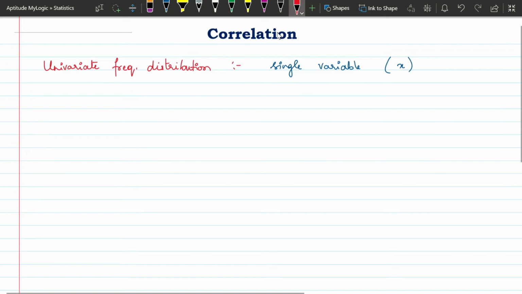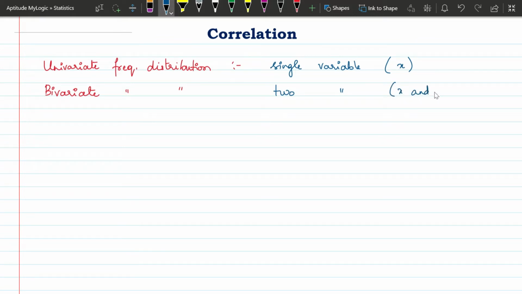Here in correlation we will study the relation between two variables, and so we will have a bivariate frequency distribution. That means we will have two variables, and the frequency distribution of these two variables will be given, and we will analyze them to find out how they are related. So here we will have two variables and we will take them as x and y.